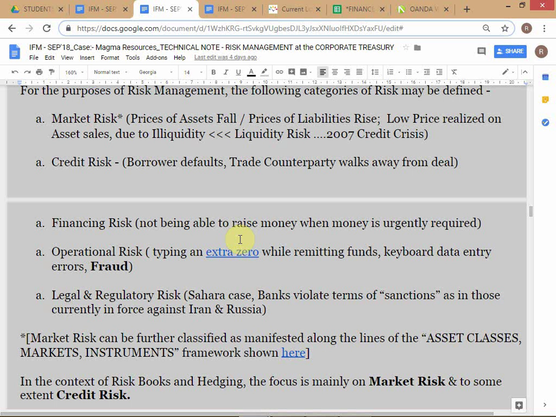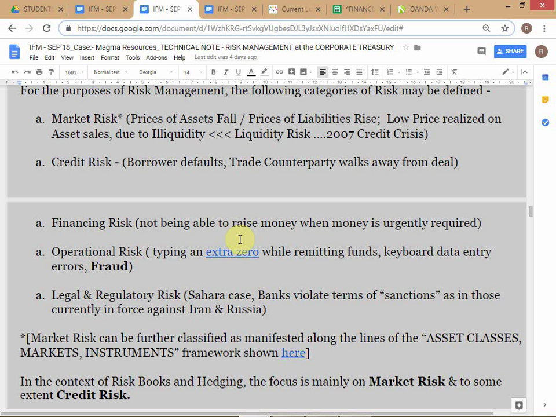Legal and regulatory risk. Here you can see all these cases. Right now you have US sanctions against Iran, coming up very soon. That's why all these European companies are running away from Iran, because if they get sanctioned, they won't be able to do business in the US. That's a big market, so nobody wants to do that.